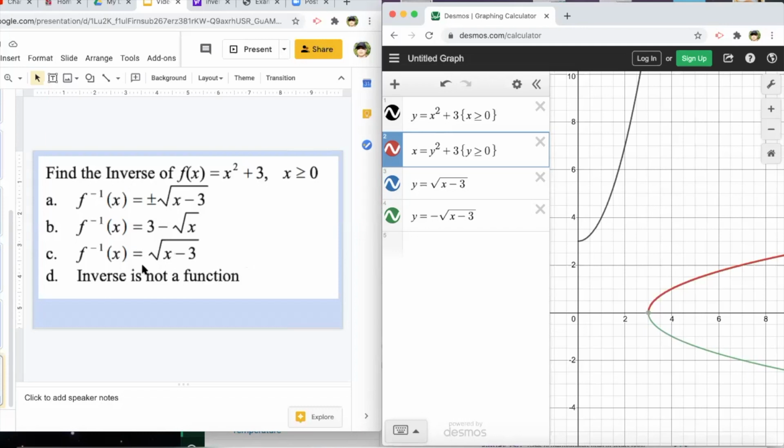So if we try to check letter C, then we would know that letter C here is the square root of x minus 3. So it does not include the negative square root of x minus 3. And so letter C is our answer.